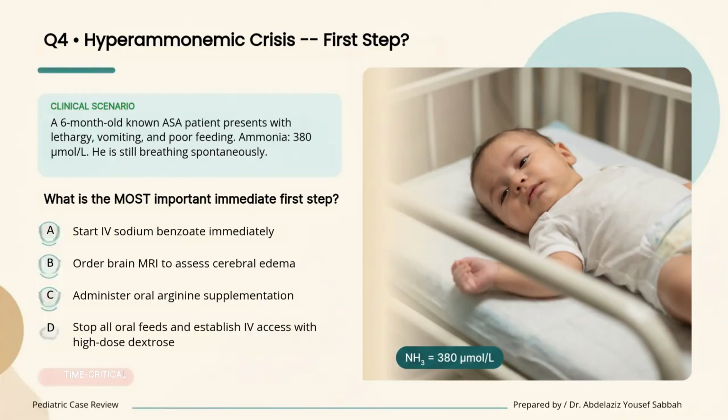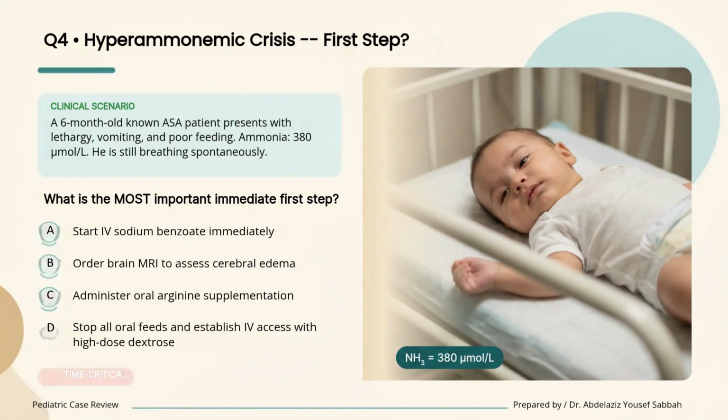Question 4. A 6-month-old known Argininosuccinic Aciduria patient presents with lethargy, vomiting, and poor feeding. Ammonia is 380 micromoles per liter. He is still breathing spontaneously. What is the most important immediate first step?